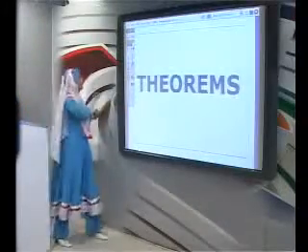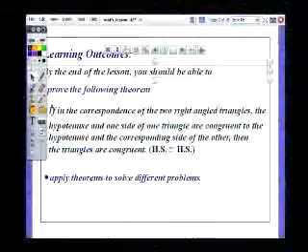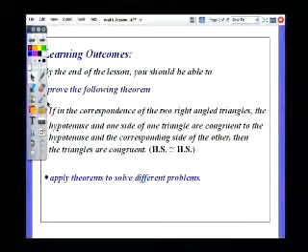The learning outcomes for today, first of all, it says by the end of the lesson, you should be able to prove the following theorem, and it is if in the correspondence of two right angled triangles, the hypotenuse and one side of one triangle are congruent to the hypotenuse and the corresponding side of the other, then the triangles are congruent. दोबारा हमने दो triangles का ही prove करना है कि they are congruent, and what sort of triangles are these, what do we have to prove, what's given, that's we are going to look at. The next is apply theorems to solve different problems. As I said कि कुछ problems आपको दी हुई होंगी and you have to apply theorems to solve those problems.